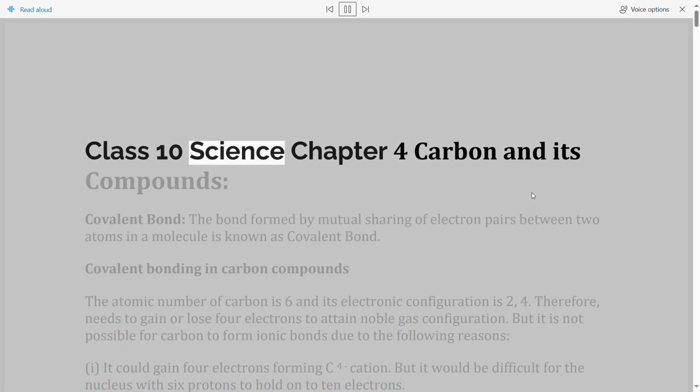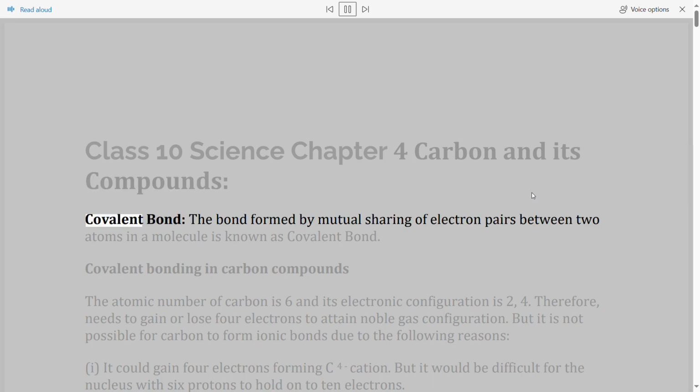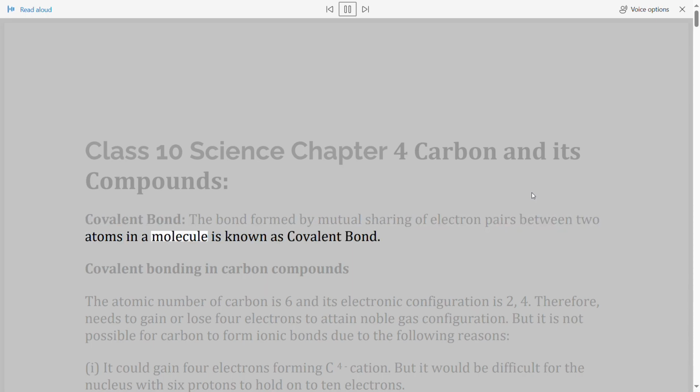Class 10 Science Chapter 4: Carbon and its compounds. Covalent bond: the bond formed by mutual sharing of electron pairs between two atoms in a molecule is known as a covalent bond. Covalent bonding in carbon compounds.